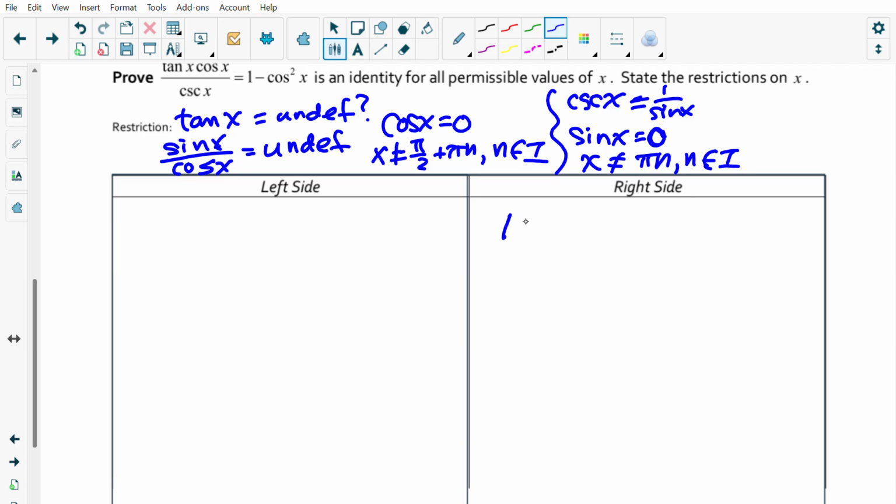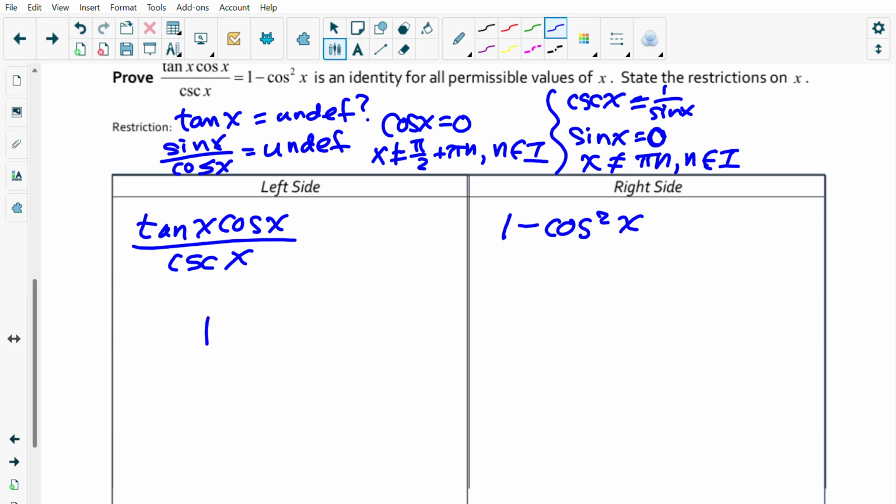The right side is the least complicated, so I'll just leave it as is. There's not much to do there. We might touch it later, but let's take a look. Tangent of x, cosine of x, divided by cosecant of x. I'm performing operations on the left side, but I don't do the same operations on the right side. Remember, we're proving identities. We're not solving equations.